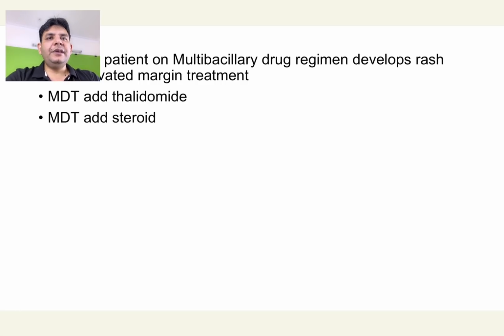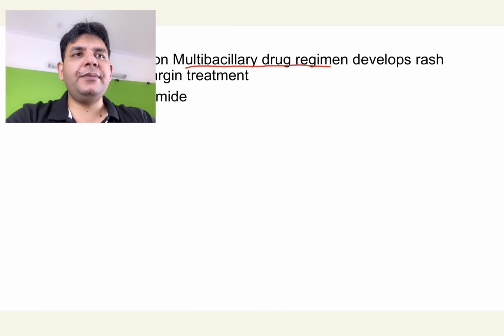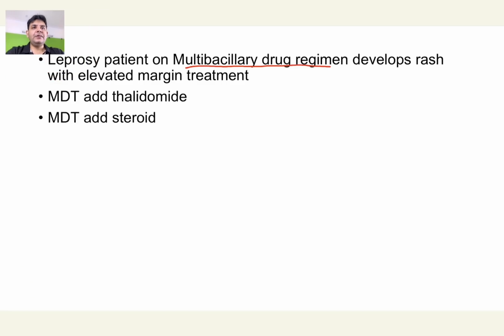Now there was a question regarding a patient on a multibacillary drug regimen who develops a rash. That fellow developed a rash with elevated margins, that is, the fellow is having macules, papules, nodules and all that. So basically what they want to ask is, this is the development of what? This is the development of a lepra reaction. And which type of lepra reaction is this? It is a type 2 lepra reaction. And type 2 lepra reaction, another name is what?